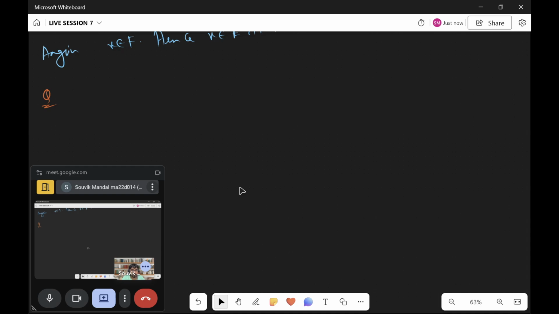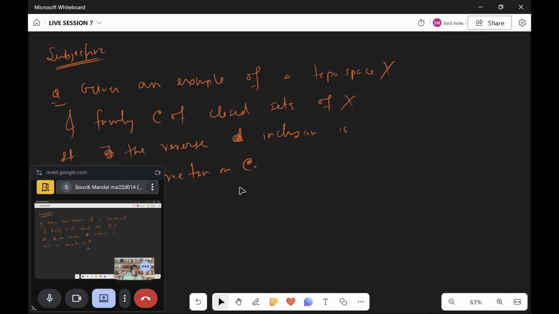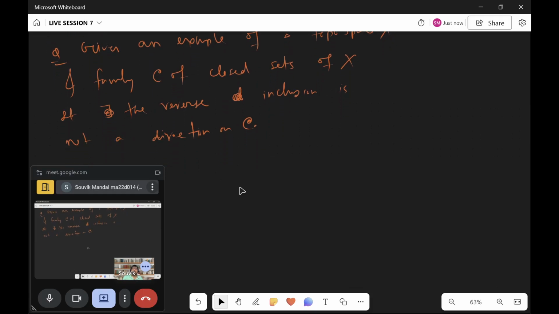Now let's go to the subjective part. First question is, give an example of a topological space X and a family C of closed sets of X such that the reverse inclusion is not a direction in C.